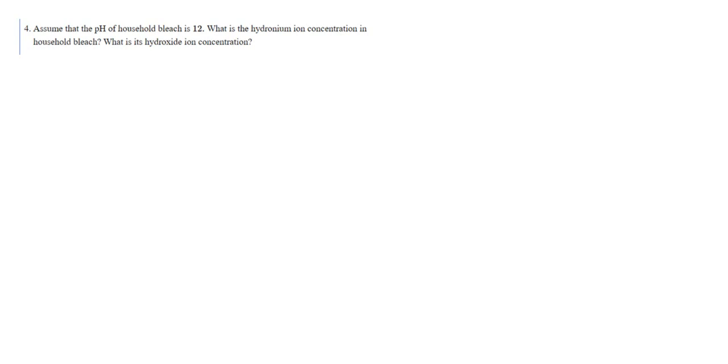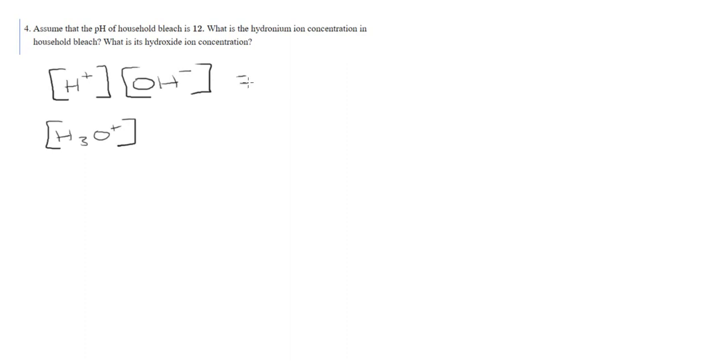Alright, let's write down what we know at least. If I take the concentration of the hydrogen ion or hydronium, you'll also see this written as hydronium. Both of them mean the same thing. Multiplied by the hydroxide ion concentration, you get 1 times 10 to the negative 14th molar. Alright, so let's see what we've got here.